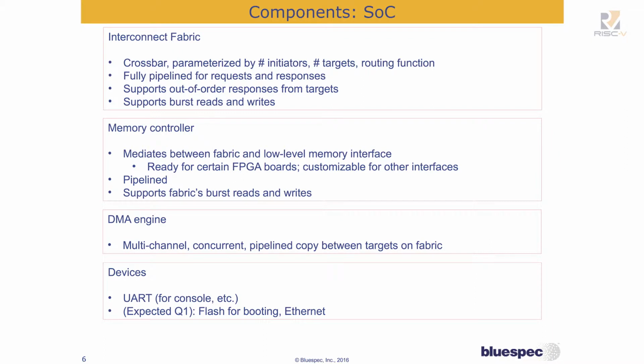More components: an interconnect fabric that's parameterized in terms of number of initiators and targets, so you can plug in various things into it, supporting bursts, out-of-order accesses, and so on. A memory controller to connect to things like DDR3, a DMA engine, and we are starting to populate it with a few devices. Our first few are likely to be things like, we already have a UART device by which we can do console I/O, etc. And we are close to getting flash and Ethernet devices as well on the interconnect.